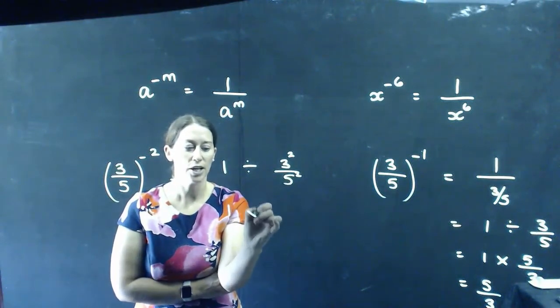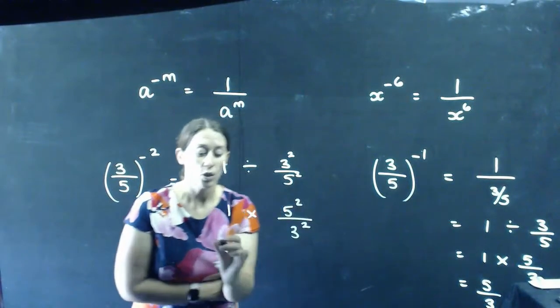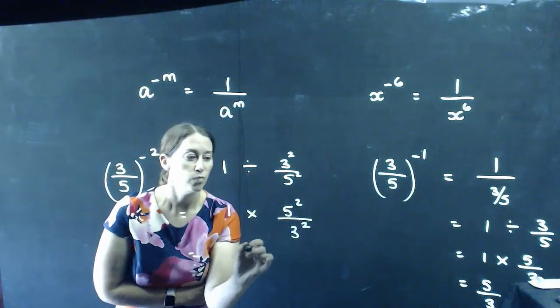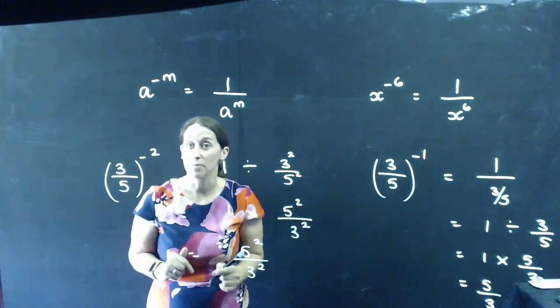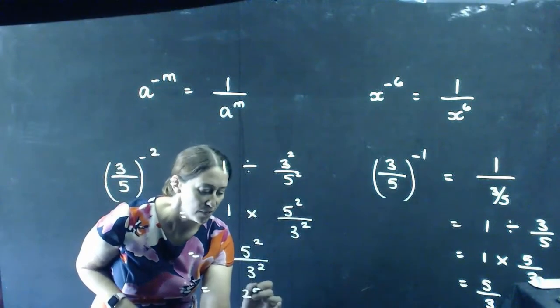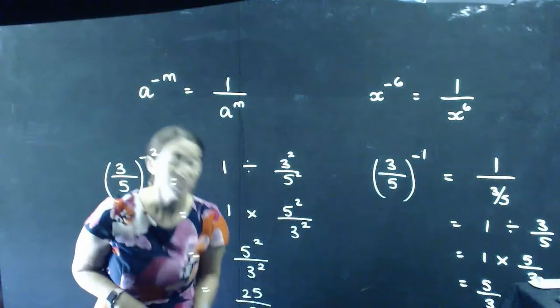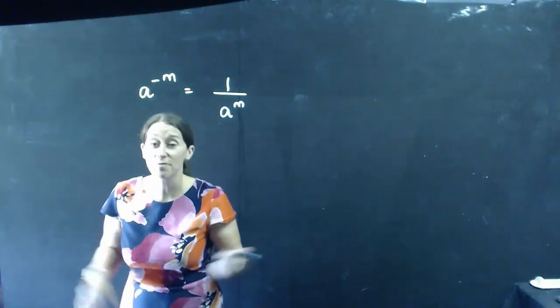I'm going to do my multiplying 5 squared over 3 squared, which gives me 5 squared over 3 squared, which is this flipped, isn't it? So let's evaluate that because we're dealing with easy numbers. 5 squared is 25, 3 squared is 9. 25 over 9 is an improper fraction. Do some further examples now.